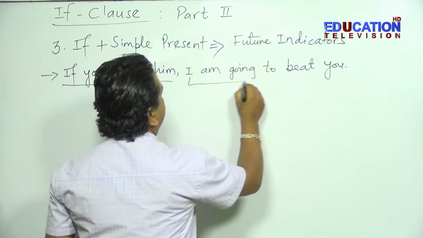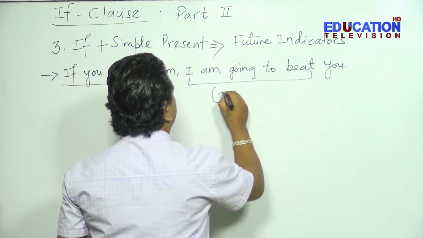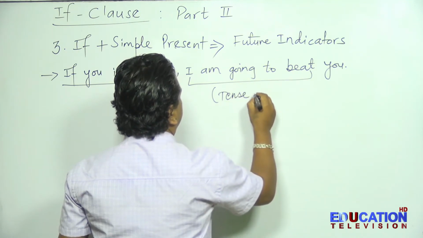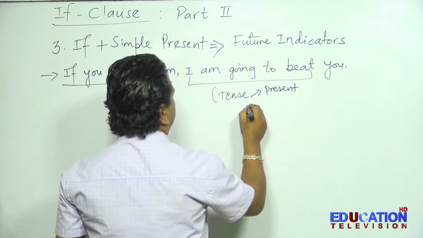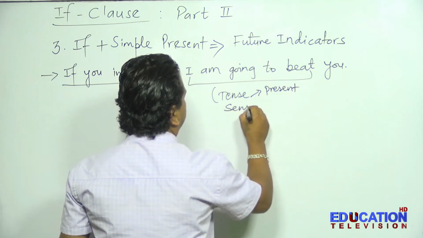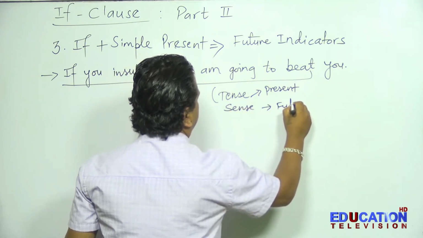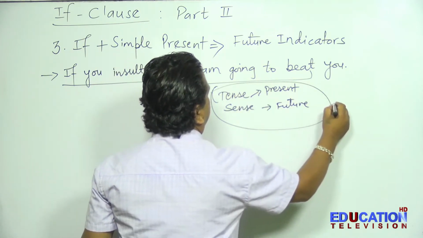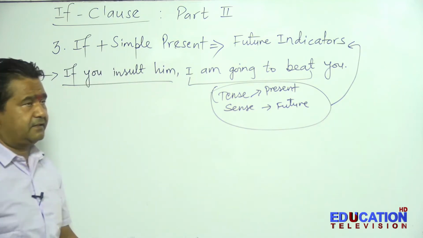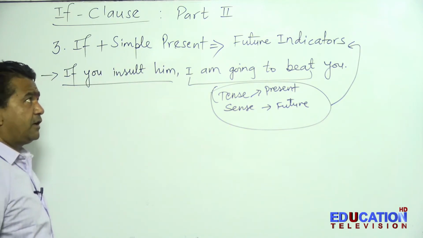So, I'm going to beat you. What is it? Tense present. But sense is future. So, tense is present, sense is future. So, this is future indicator. Let me give you another example.